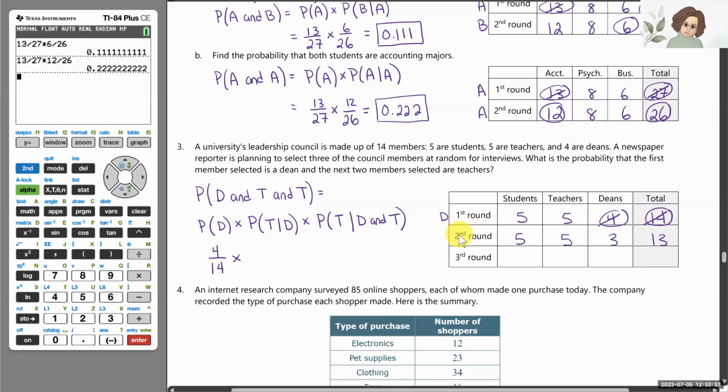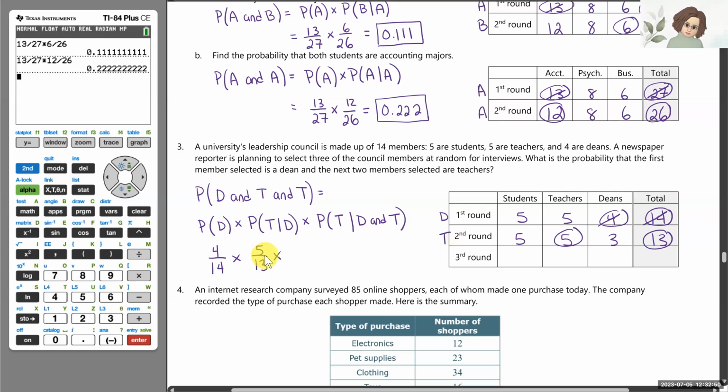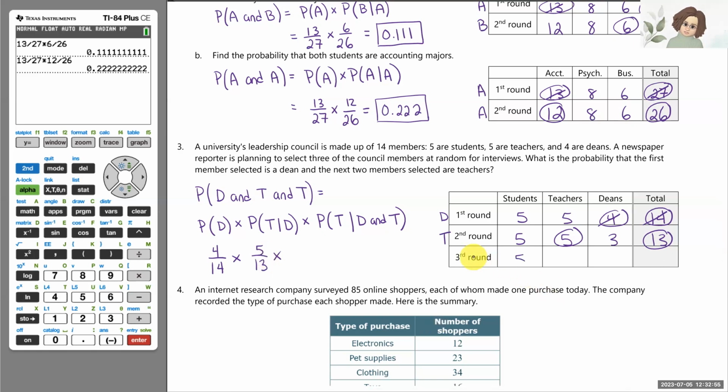And now they're ready to pick the second person to interview, and we want the probability that we pick a teacher. So 5 out of those 13 are teachers. So we got our 5 out of 13, and then we're ready for our third pick. So on the third round, we still have 5 students. We just picked a teacher, so 4 teachers left. We still have 3 deans there, and instead of 13 people, we'd be down to 12. So the probability that third choice is a teacher would be 4 out of those 12.